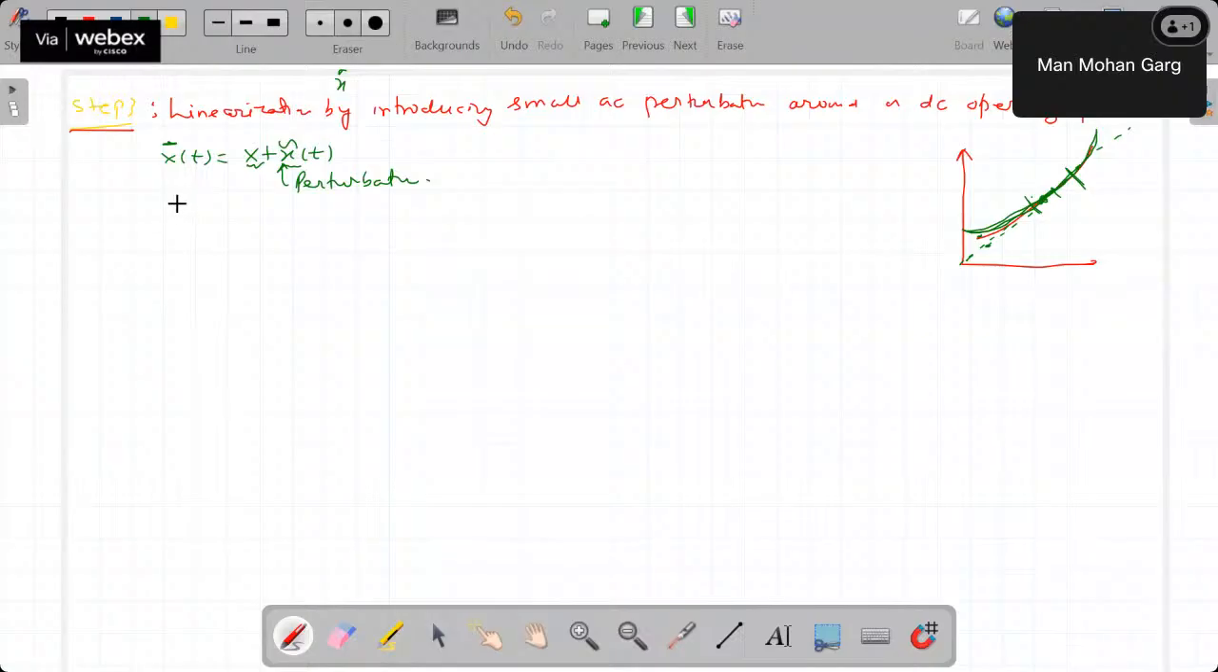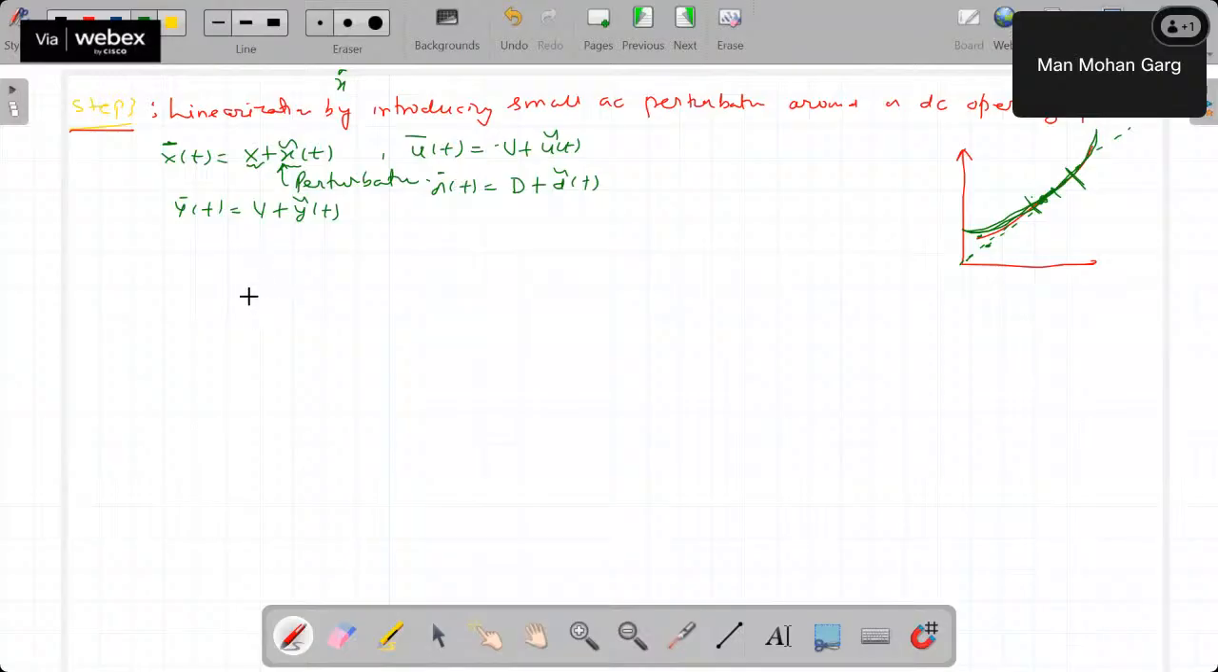Similarly, we do it for all variables. y of t is Y plus y tilde of t. u of t is U plus u tilde of t. Similarly, d of t is D plus d tilde of t.